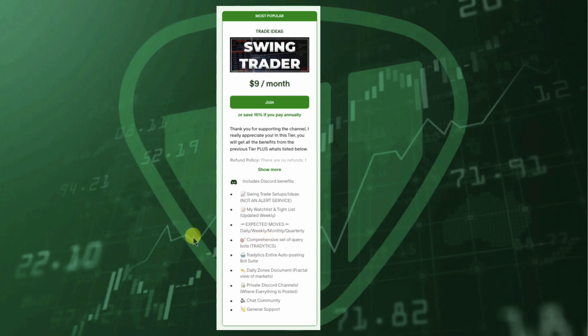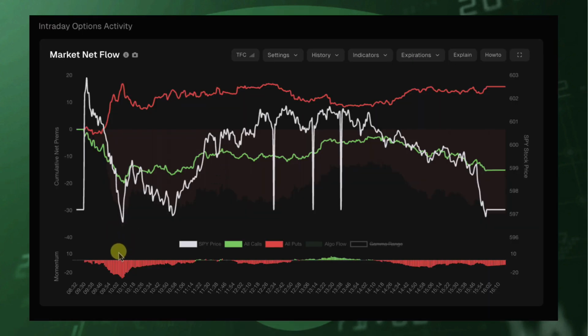And you can just go to the query channel, type it in, and boom, it pops up this chart. You got this momentum, and then you get cumulative net premiums. But what is this telling me? Well, the red line was above the green line. So this is the cumulative net premiums of puts for the market, and then you have the cumulative net premiums for calls right there.